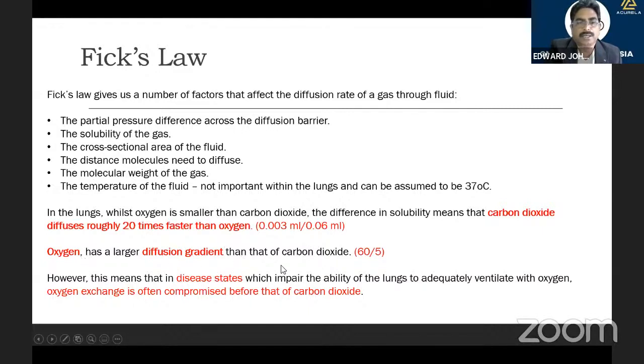Then comes the diffusion gradient. The diffusion gradient for oxygen is higher: alveoli 100, plasma 40, so the difference is 60. But for carbon dioxide, the diffusion gradient is less: 45 in plasma and 40 in alveoli, so it is only 5. Then why are we talking about this diffusion and solubility? Because in a disease state, when the lung has a pathology or there is a defect in the ventilation of the alveoli, the first thing to be affected is oxygen rather than carbon dioxide.